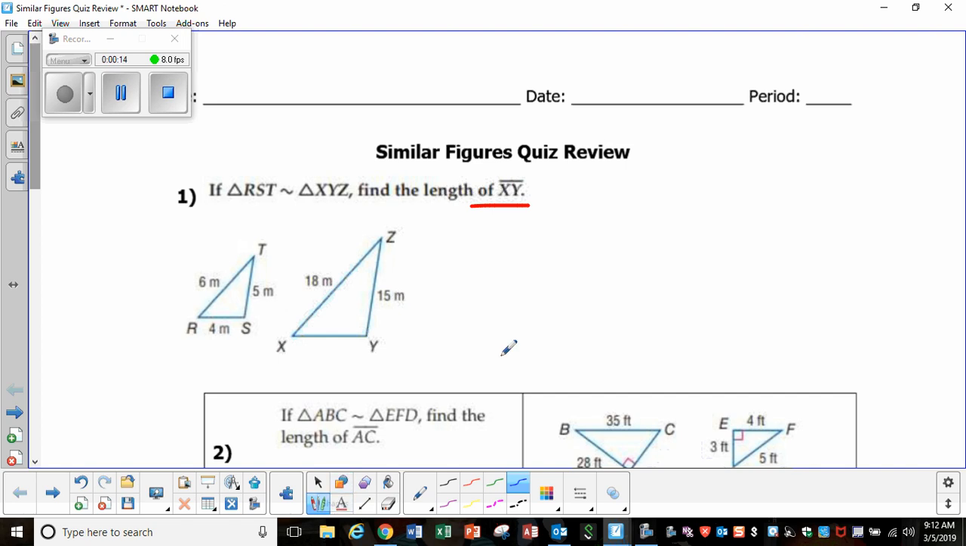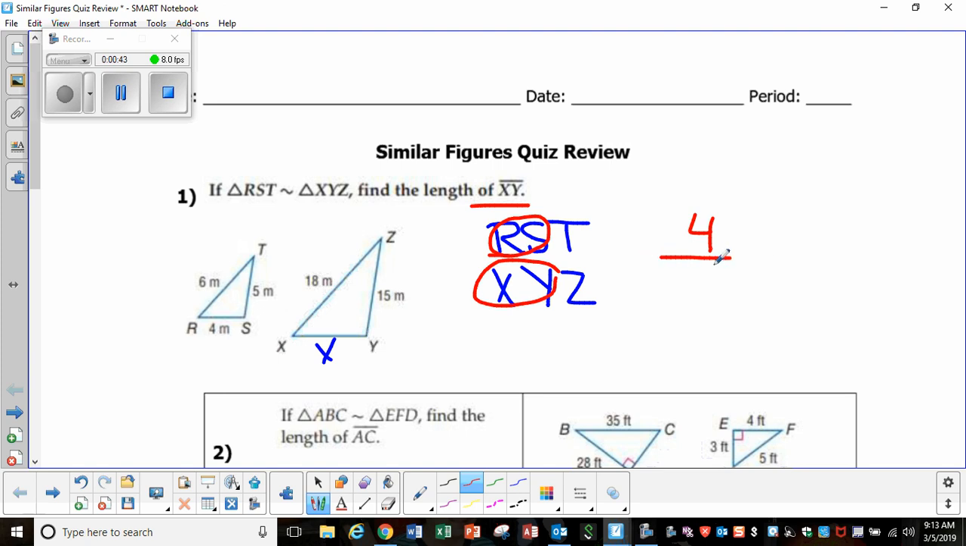Okay, so the first thing I like to do is stack the letters. So RST is similar to XYZ. And they're asking me to find XY, so I'm going to go ahead and label that X. Okay, so RS, for example, which is 4 meters, is going to correspond with XY, which is what they're asking us to find, which is X.